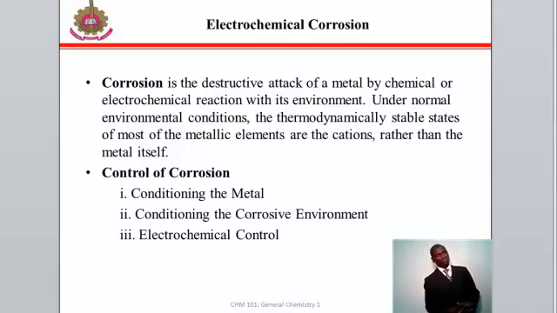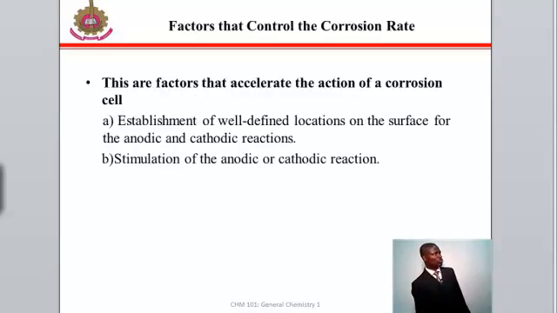And there are three ways of doing that. One, we need to condition the metal in such a way that once it is conditioned, the effect of the external influence by either chemical or electrochemical reaction will not affect the metal. The second one, we will condition the corrosive environment. The environment that causes corrosion can be conditioned in such a way that it will not cause corrosion. And lastly, it could be done by electrochemical means. This can be done by either galvanizing or electroplating. Those are the ways to control corrosion.